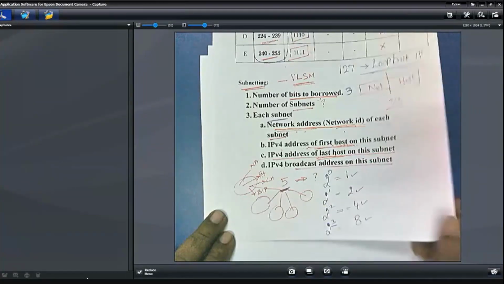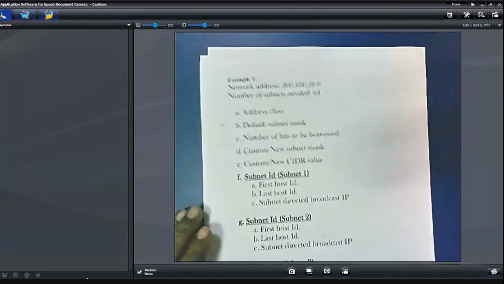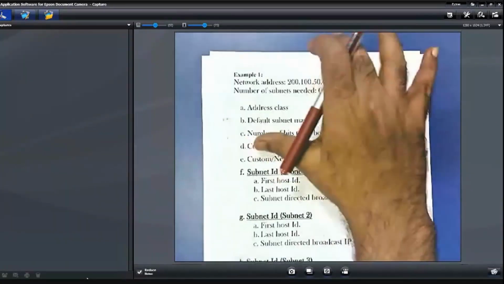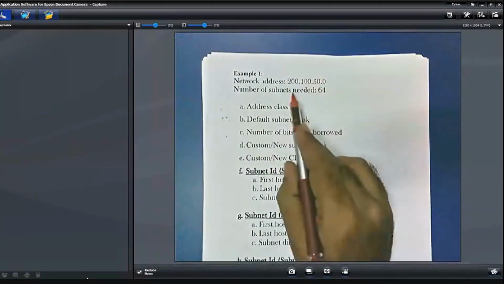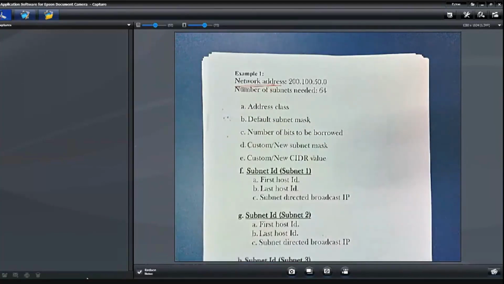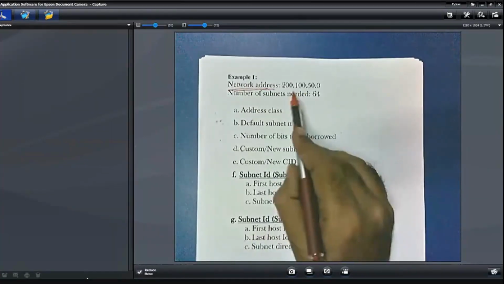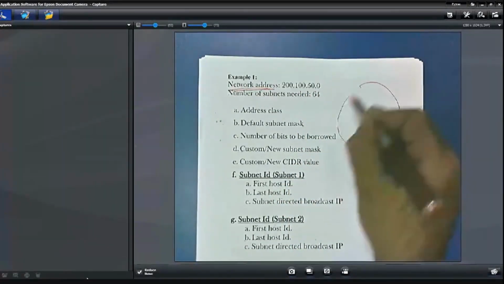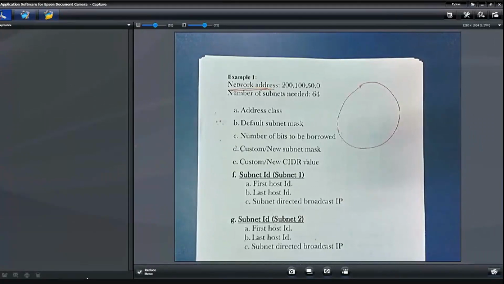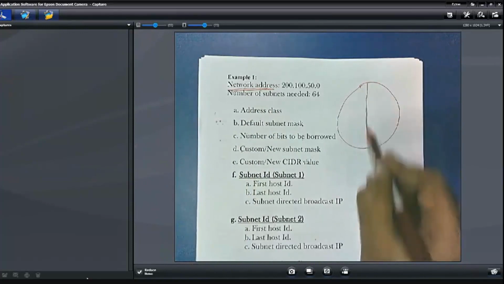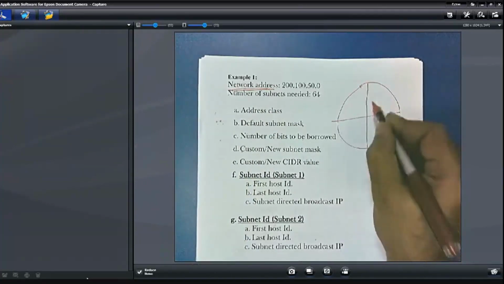Now let me go for an example. I'm going to solve an example for you now. We have been given a network address. You see the word network address is given. What is the network address? 200.100.50.0. This is the major network, the network given to us. Now, I want to make the number of subnets needed. I want to divide this into 64 subnets.